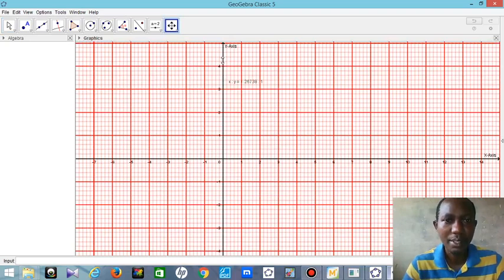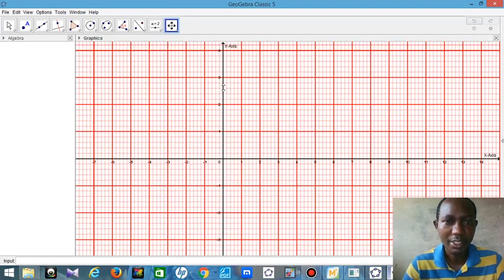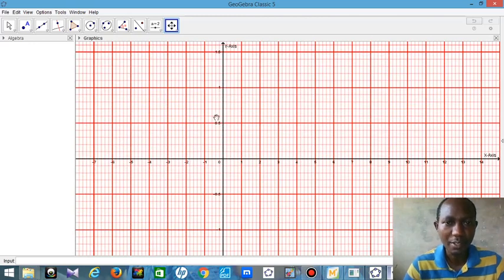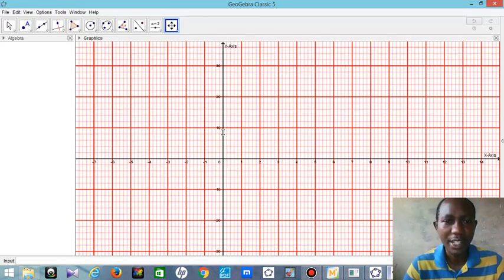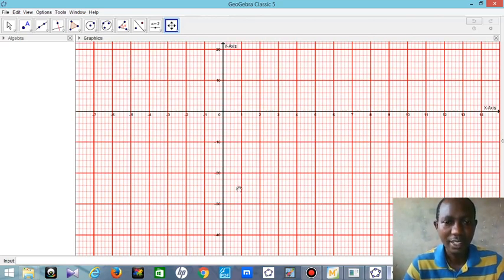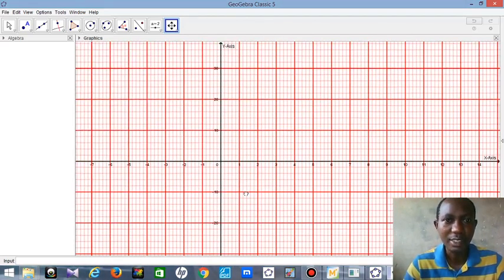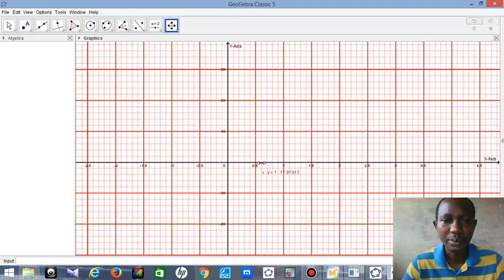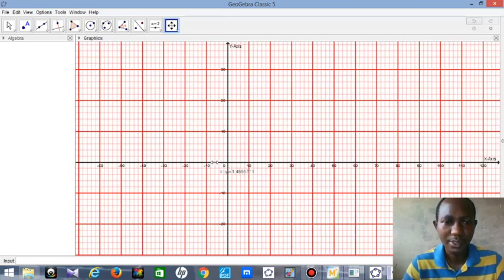For example, I've changed this scale to 0.5 units. You can see it, 0.5. You can decide to bring it to 10 units. On the y-axis, 10, 20, 30, and minus 10, minus 20, minus 30, minus 40. So this is a 10 unit scale. Then you can also do it on the x-axis.